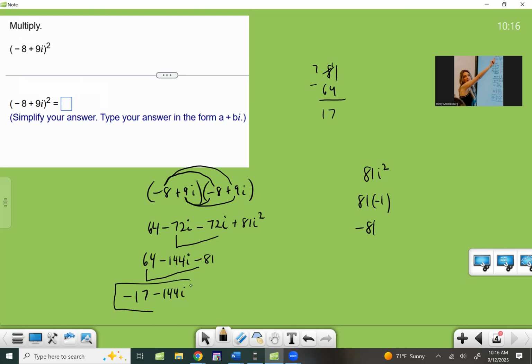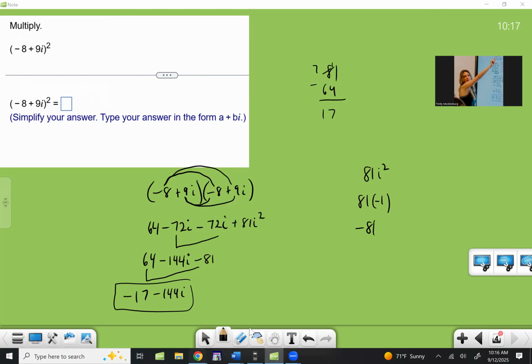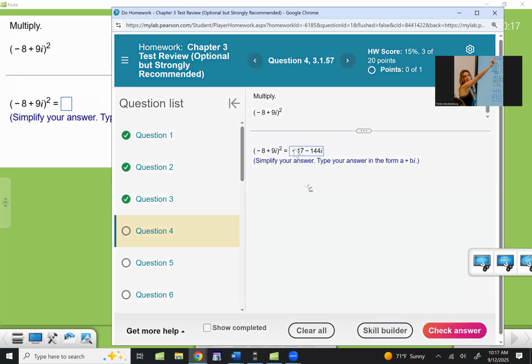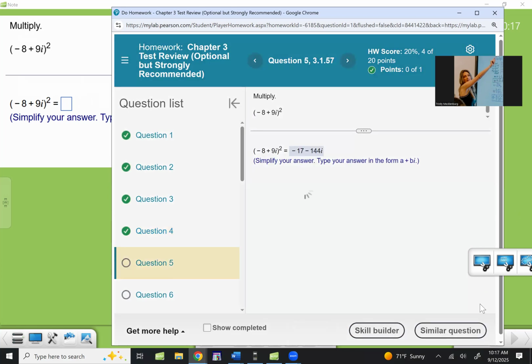All right, and on a test, I trust myself very little, so I would be doing 64 minus 81 in my calculator if it was a test, right? We did all right. Okay, so we're going to put negative 17 minus 144i. Awesome. Okay. Pretty good here.